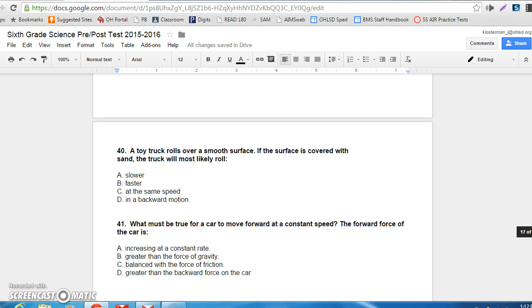Number 41. What must be true for a car to move forward at a constant speed? The forward force of the car is A, increasing at a constant rate, B, greater than the force of gravity, C, balanced with the force of friction, D, greater than the backward force on the car.